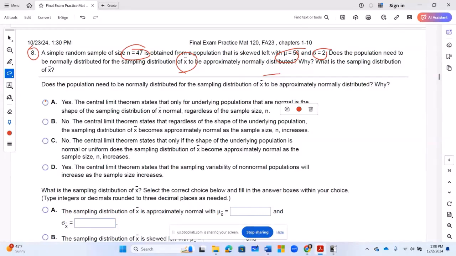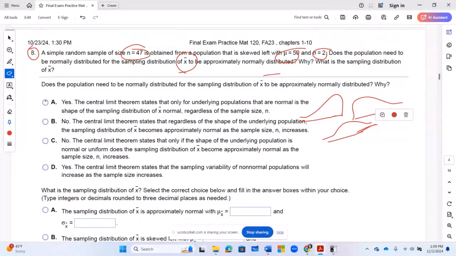Skewed left does not really matter because you remember the definition of the central limit theorem. The central limit theorem says that it does not matter if the original data is skewed left or skewed right or normally distributed. The distribution of means, or sampling distribution, they are called so many names, mean distribution, sampling distribution, central limit theorem, they are all the same. Anyway, so you can still use the central limit theorem.